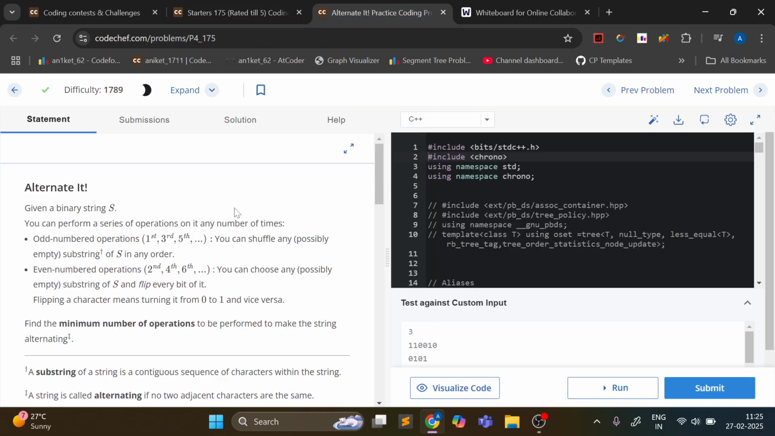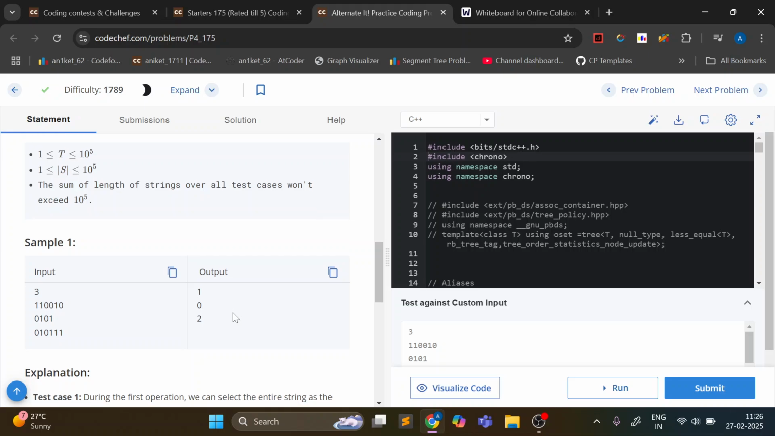So the first problem was Alternate It, in which we are given a binary string s, and we can perform any number of operations on it, but those operations are constrained by the operation number. If we are performing an odd numbered operation, that is first, third, fifth, we can shuffle any substring of s in any order. And if we are performing an even numbered operation, then we can choose a substring and flip every bit. Flip means if a character is 0, we can make it 1. If it is 1, we can make it 0. So what we need is to find the minimum number of operations to make the string alternating. Now alternating is just a string where adjacent characters are not equal.